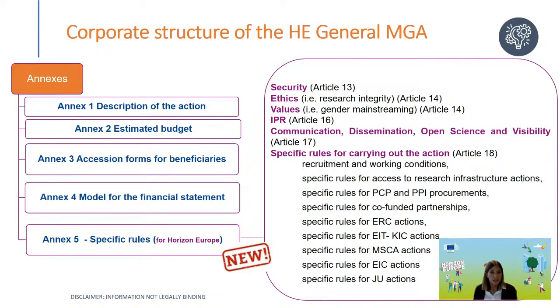As you can see in the slides, there are rules about ethics, security, values, intellectual property rights, communication, dissemination, open science, and visibility. And in Annex 5, you will also find specific rules depending on the type of actions that you're working on. So you can have the research and innovation actions, ERC actions, Marie Curie actions, and you can see other examples of actions. So this is how your grant agreement looks and where you can find the main obligations of your grant agreement.